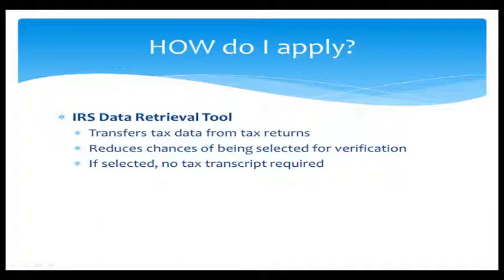Basically, this is going to tell the Department of Education that your information is accurate because it came straight from the IRS. So they know it's accurate, we know it's accurate. It'll reduce your chances of being selected. If you are still selected for verification, you won't have to give us your tax returns. And actually, we can't accept your tax returns anymore. You would have to get a tax transcript from the IRS. But if you've done this IRS data retrieval, you won't have to get that for us either. We'll already know that it's accurate, and we can skip that step.